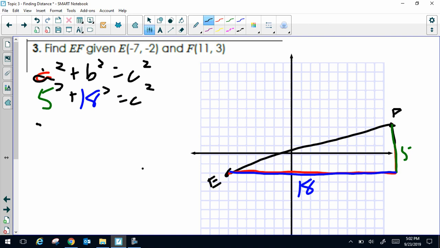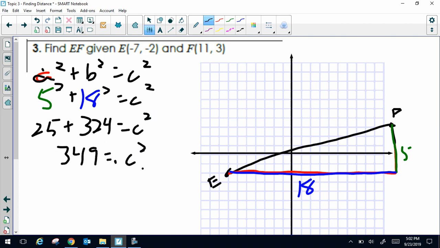So 5 squared is 25. 18 squared is 324. When you add them together, you get 349. So last but not least, take the square root of both sides. You get 18.7 as the distance of that line.